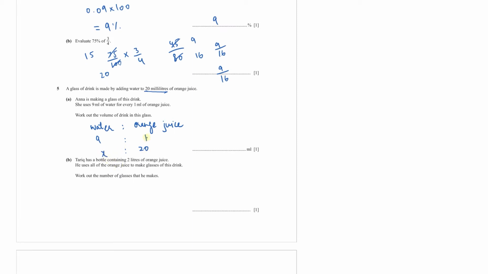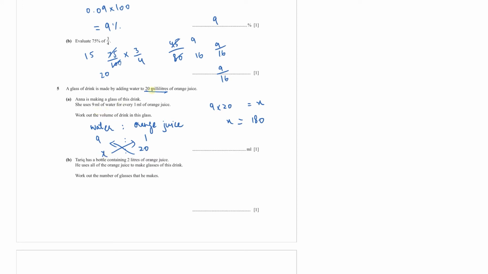So this is the ratio. For every 1 milliliter, she adds 9 milliliters of water. So for every 20, she will add X milliliters. And these are directly proportional, so I can simply cross multiply and form my equation. So this will be 9 into 20 equals X into 1, which is X. So X here will be 180. So X is the amount of water.